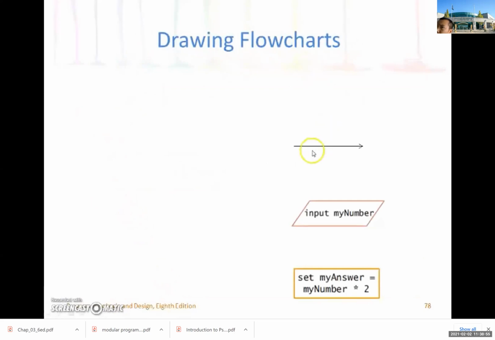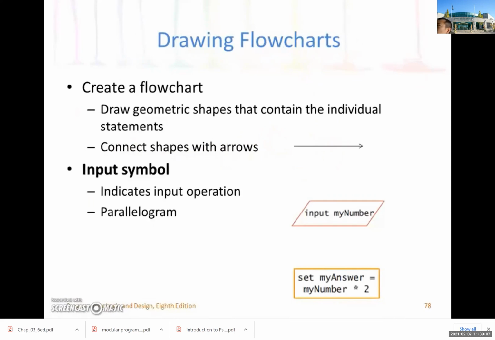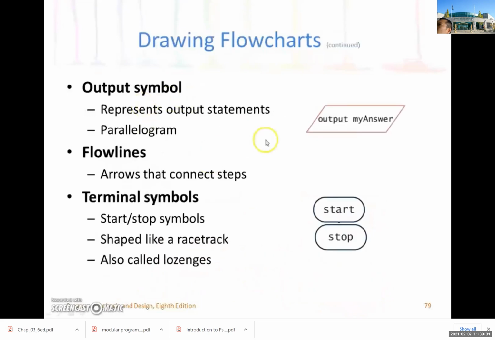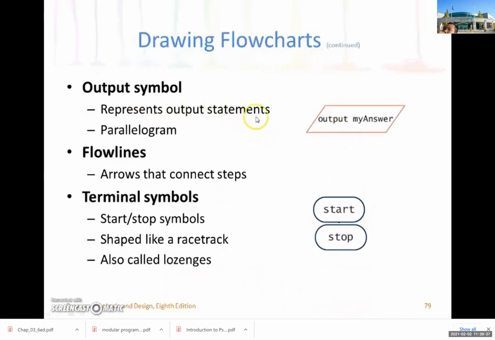Now, these are our flow lines. They connect shapes with arrows. You draw geometric shapes that contain the individual statements. That's how you create a flowchart. My input symbol is a parallelogram. I don't know if you remember what the shape is called from maths, but this is a parallelogram. It indicates an input operation. And my processing symbol contains processing statements such as arithmetic, like my answer equals my number multiplied by 2, and it is a rectangle. My output symbol is the same as my input symbol. It is a parallelogram, and it represents our output statements.